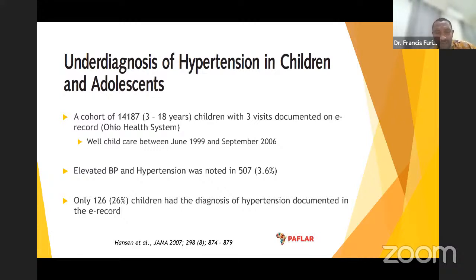And of all these, only 126 children, which is 26%, had the diagnosis of hypertension included in their records. That means more than 75% of children that had hypertension were missed, and this is Ohio. So you could really see what is happening in our setting as far as hypertension is concerned.